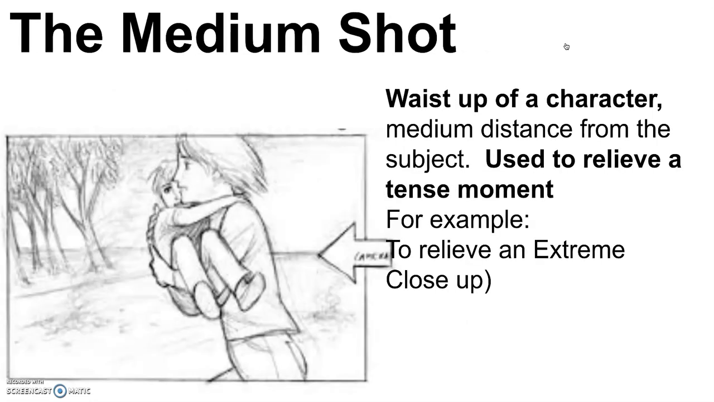A medium shot, and forgive the pixelation here, is waist up, away from the character. This is used to relieve a tense moment, meaning if you had a really up-close shot, a reaction shot or extreme close-up, it's a little bit difficult to look at as an audience for any time. So zooming out and showing this medium shot is a nice way to relieve that kind of tension.